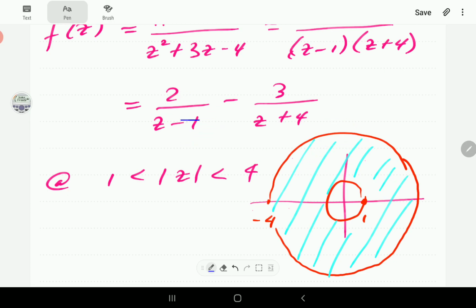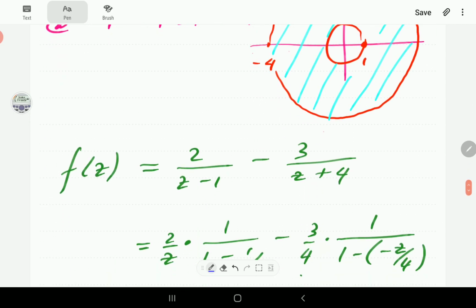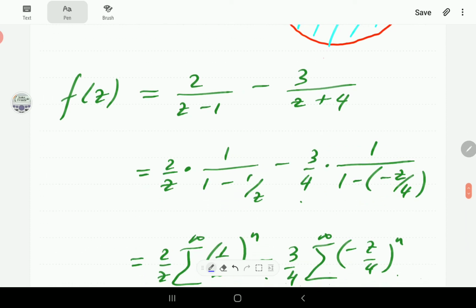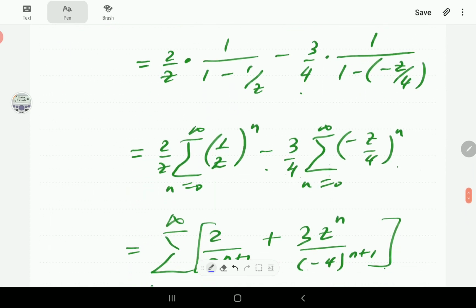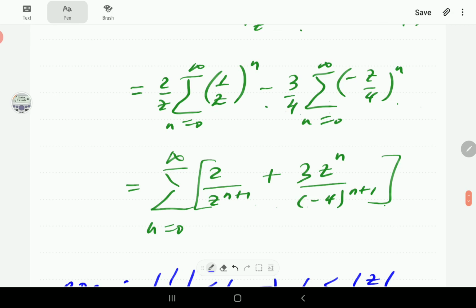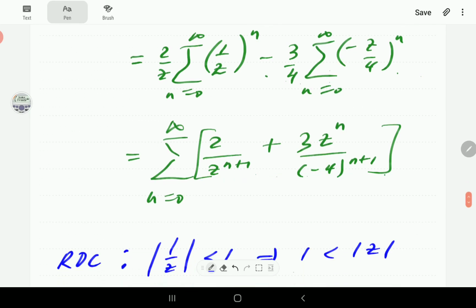So for this one, we're going to factor out z. For this one, we're going to factor out 4. So that is how this looks, and factor out 4 there. So then using the geometric series result, this one is going to give us this summation, and that one is going to give us that summation. Then if we bring this negative here, then we can multiply with that -4 and write it in that form.